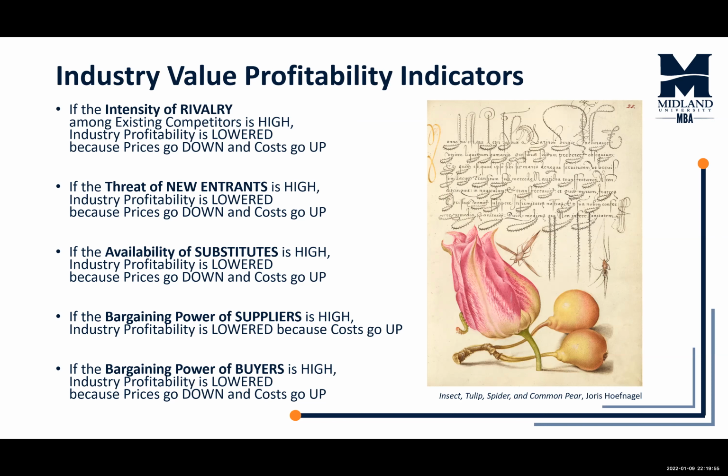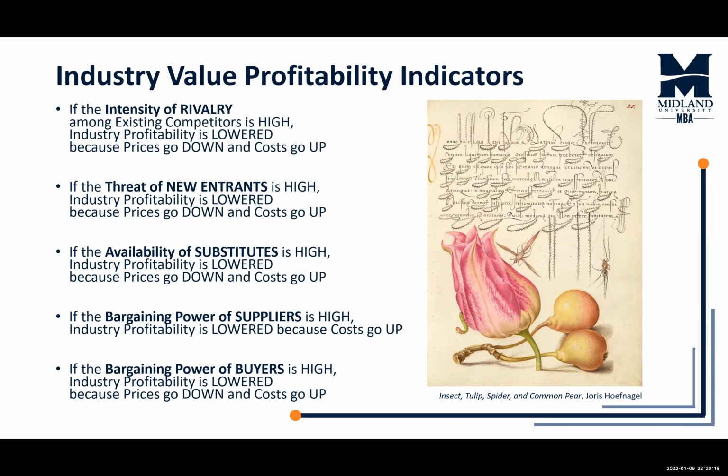As well, when the bargaining power of suppliers is high, the ones who are providing those raw inputs to you, when they have high power, then the industry profitability is low. Why? Because those costs are going up. So the suppliers are the ones who are controlling the cost. And what do they want? They want a higher cost because they're the ones who have the greater power.